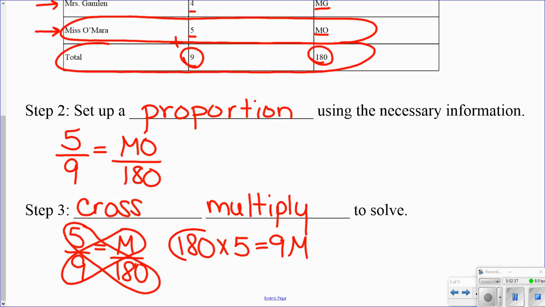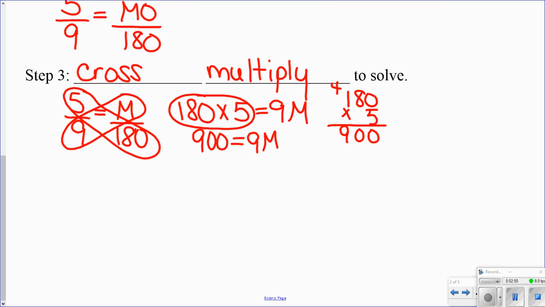Now I'm going to multiply 180 times 5. I get 900. I'm still going to set that equal to the 9m. Now 9 times m, that's a multiplication problem. In order to solve this, I'm going to have to divide by the number that's attached to the variable. I'm going to cancel the 9's with the variable because 9 divided by 9 is 1, so I'm left with m. And I'm going to divide 900 by 9.